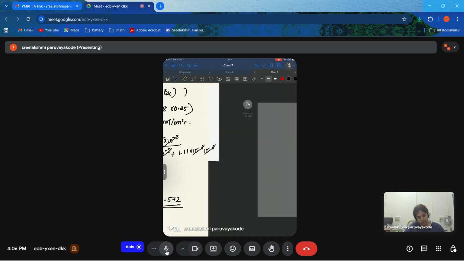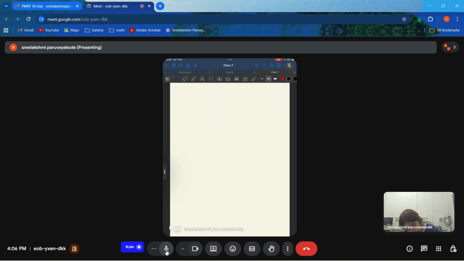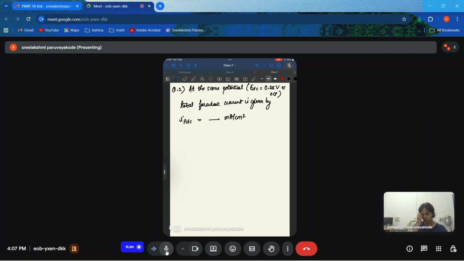Now let's go to the next question. At the same potential, which is EDC equal to 0.25 volt versus OCP, total Faraday current is given by dash milliamp per second as well. So they have asked for Faraday current because of DC current only, not AC.